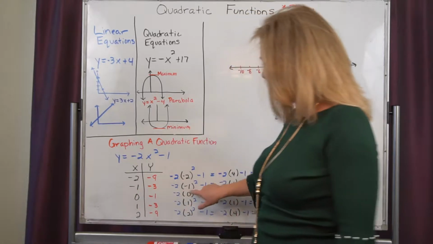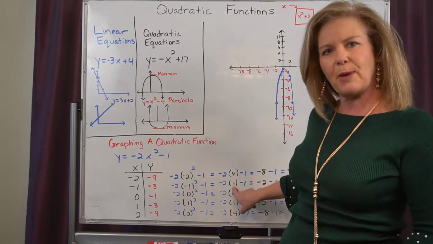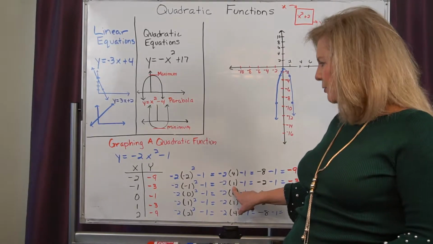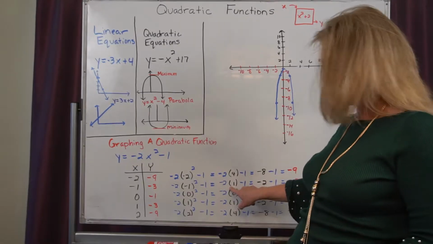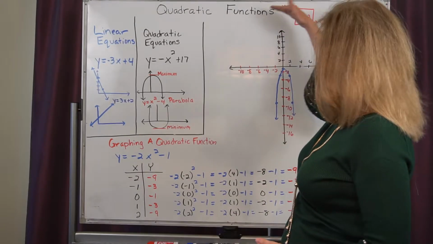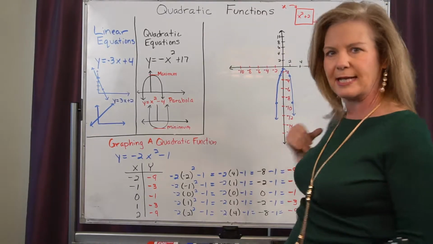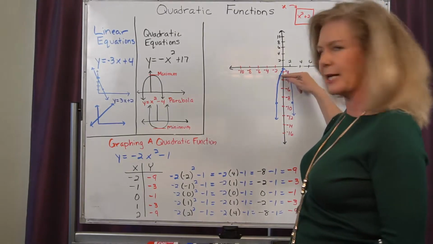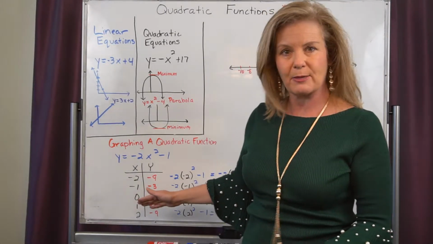So negative 1 goes in. I have to square that negative 1, which becomes a positive 1. Now I follow my order of operations in the equation. So I'm going to do negative 2 times 1, which is negative 2, and negative 2 minus 1 is negative 3. So when negative 1 went into the machine, what popped out of the machine was negative 3. That becomes my second ordered pair, and I graph that. Then I do the third one, and you just keep repeating the process.